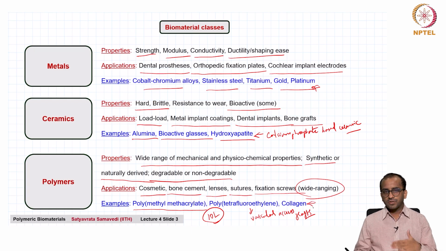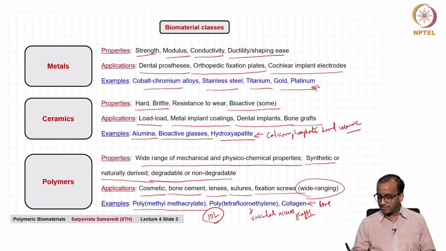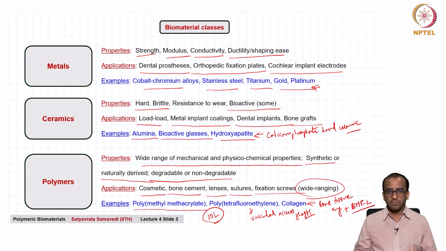And collagen, of course, is a naturally derived structural protein, and you can think of it as a polymer with very unique properties that is found in tissues like tendons and ligaments. Collagen, along with, for example, some growth factors, can also be used for engineering bone tissues, especially when combined with this protein called bone morphogenic protein 2.